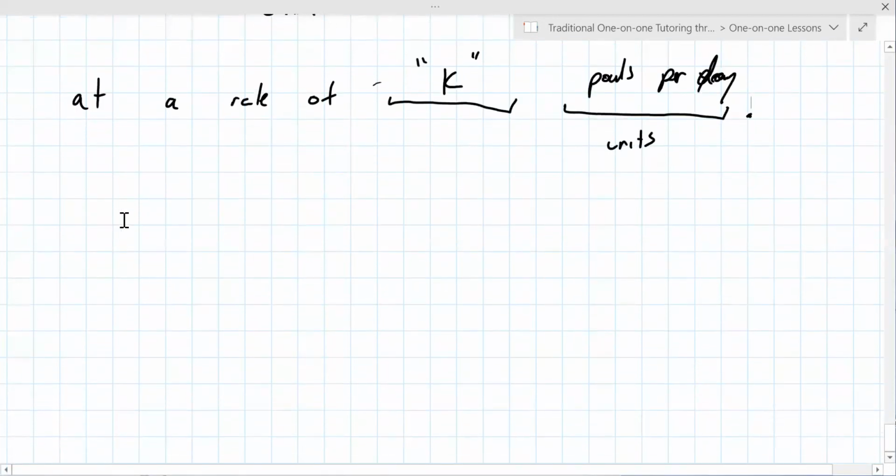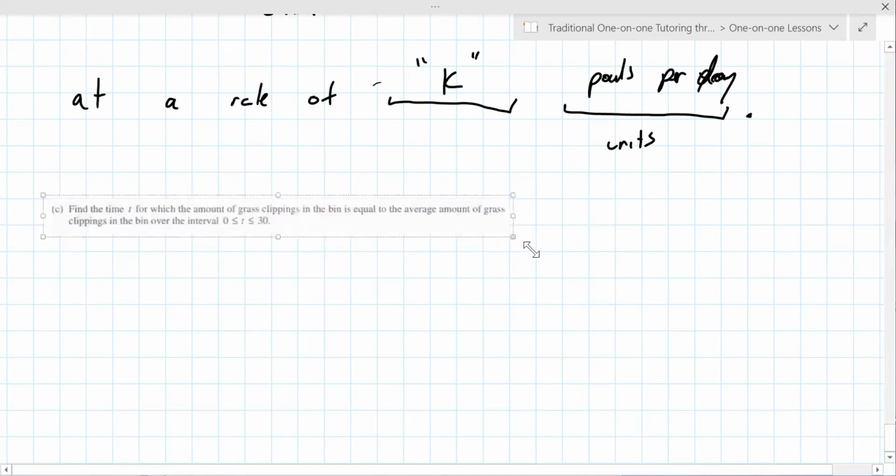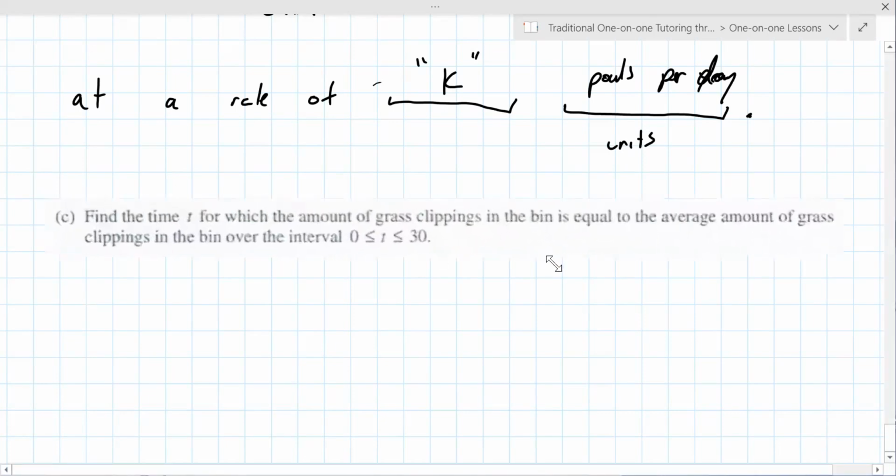Okay, on to part C. Do you find these problems interesting, or are they kind of not all that exciting? Well, I don't like math that much usually, so.